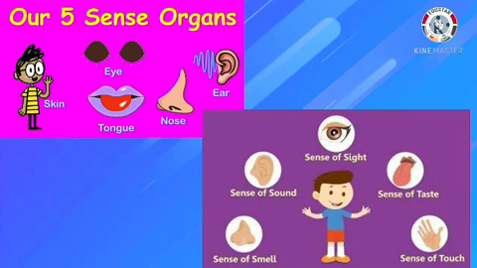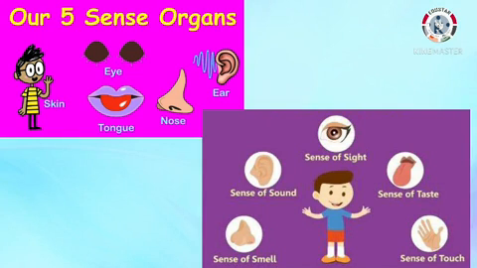The eyes, ears, nose, tongue, and skin are called sense organs as they help us to connect with the outside world. Eyes help us to see things around us. Ears help us to hear different sounds. Nose helps us to distinguish different smells. It also helps us to breathe. Tongue helps us to taste different things. Skin helps us to feel. It is the largest sense organ of the body.